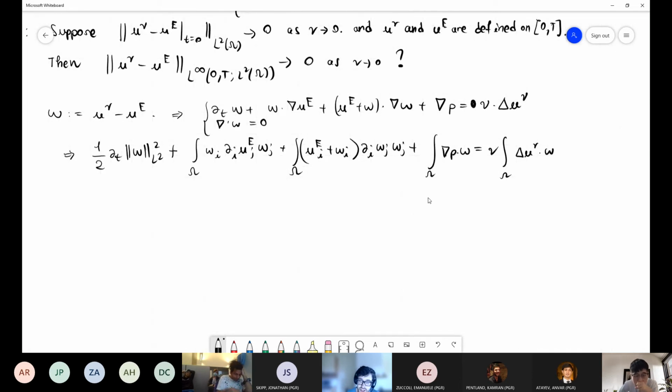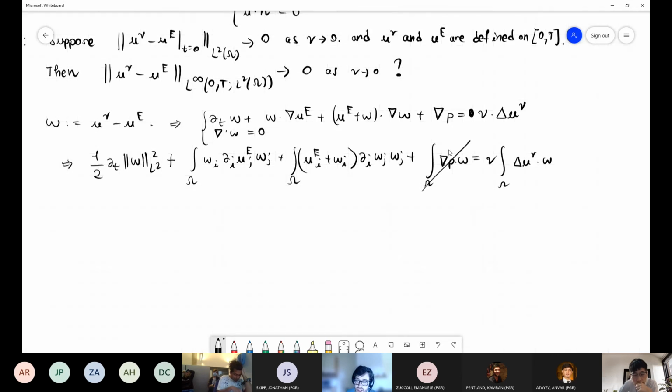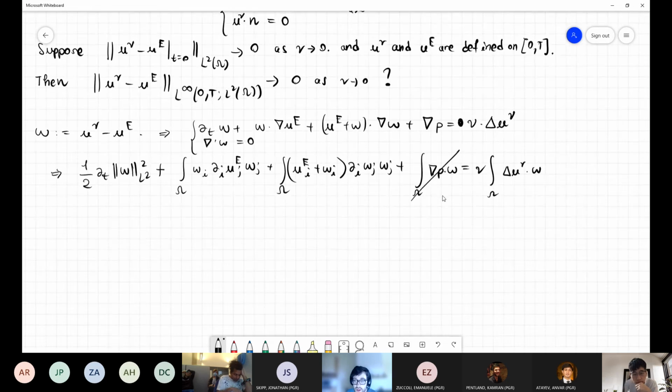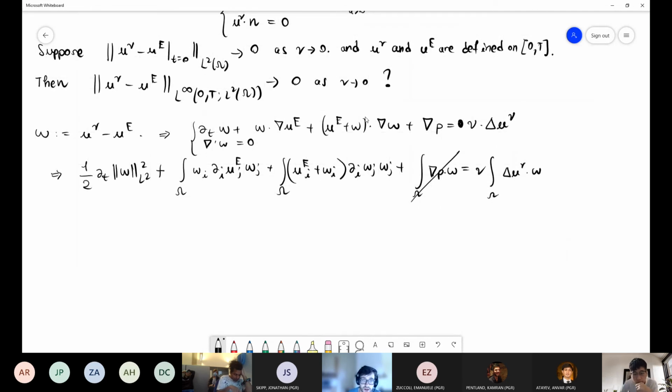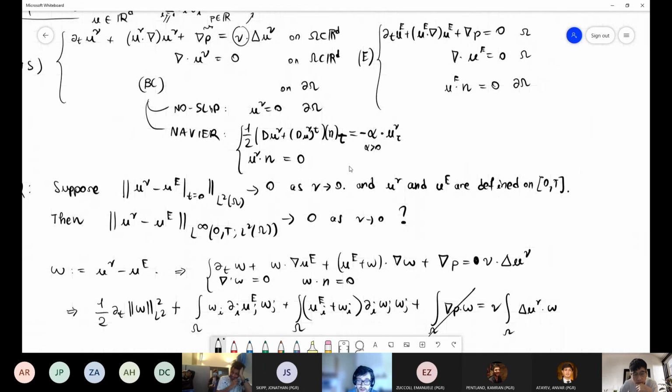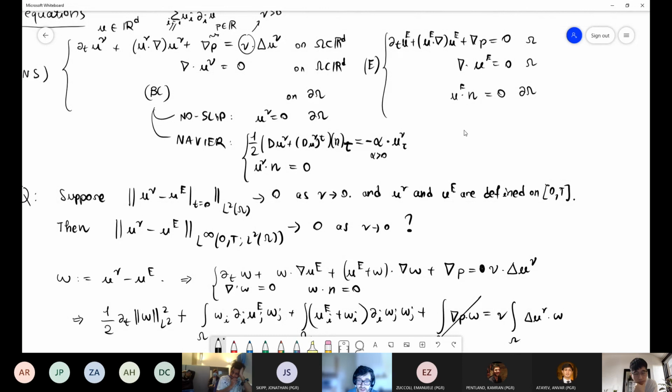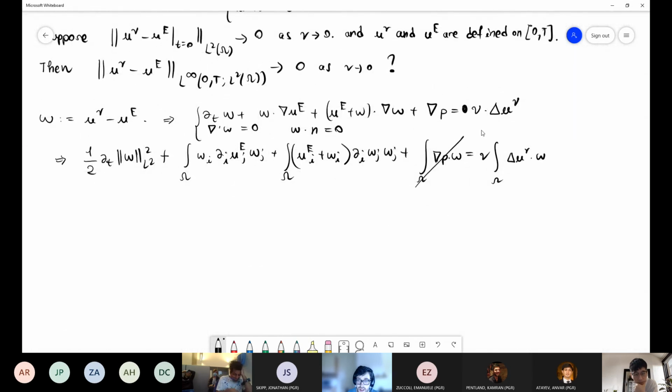We'll have many simplifications. For instance, this term will disappear because if we integrate by parts and use the divergence precondition on W, this will be equal to 0. And also, of course, we know that W dot n equals 0, which follows because both u nu and u E satisfy this condition. So this term disappears. This term will also disappear, because this is equal to 1/2 dy absolute value of W squared, and then we can integrate by parts and use the divergence precondition, so this one will also disappear.